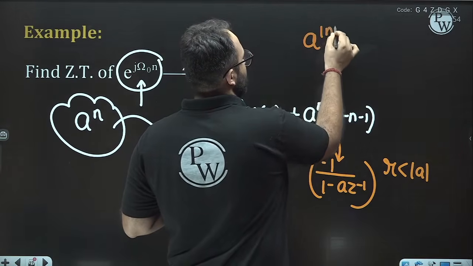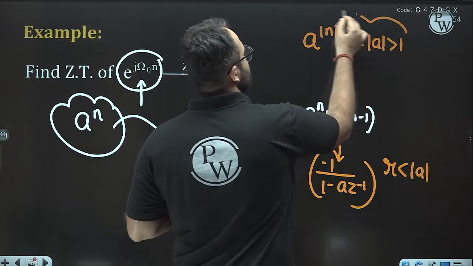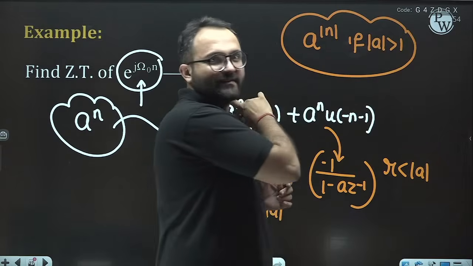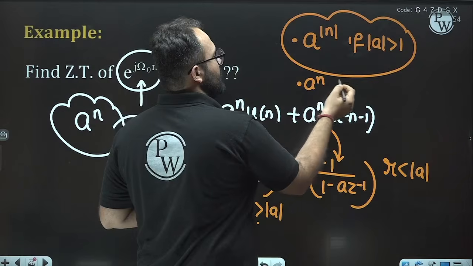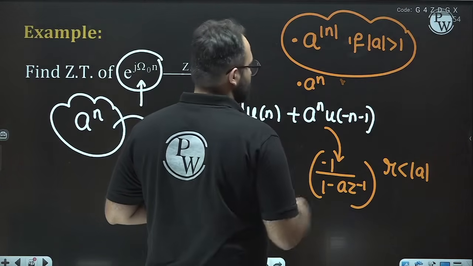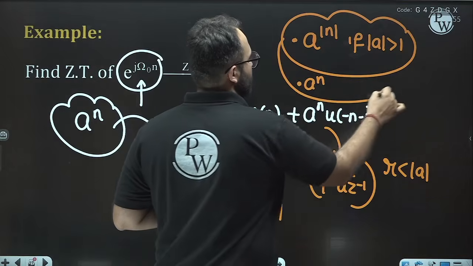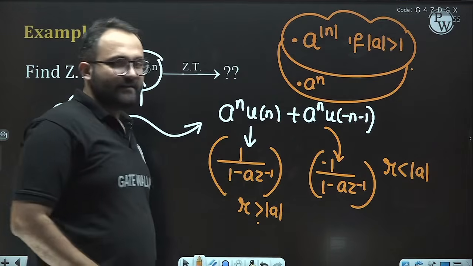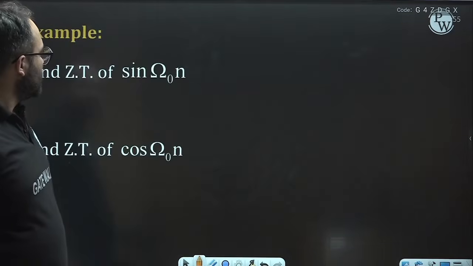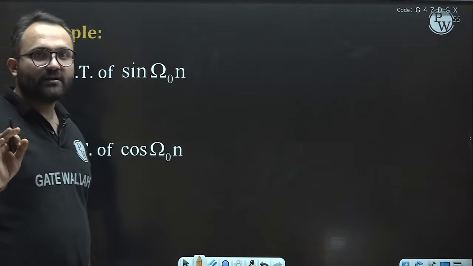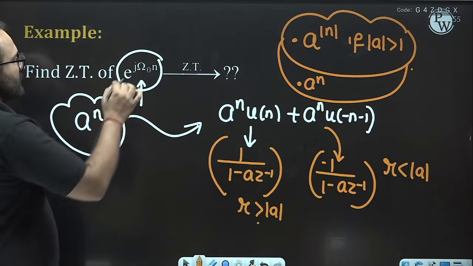Always remember that. There are two kinds of signals for which the Z transform does not exist. A to power mod n, if the magnitude of a is greater than 1, the Z transform does not exist. We have seen one example. And a to power n, the Z transform does not exist. So these two are the signals for which the Z transform does not exist. Always remember that.